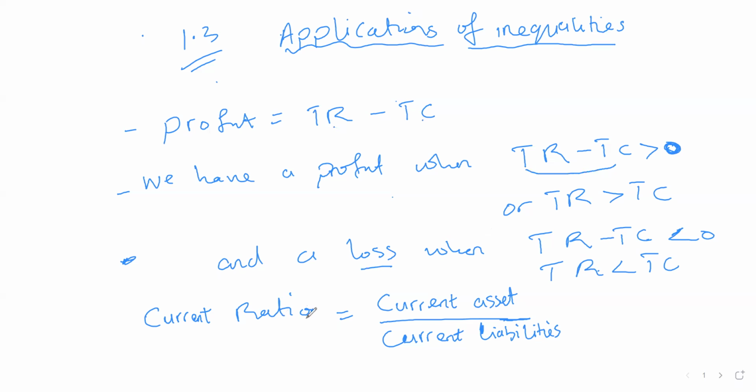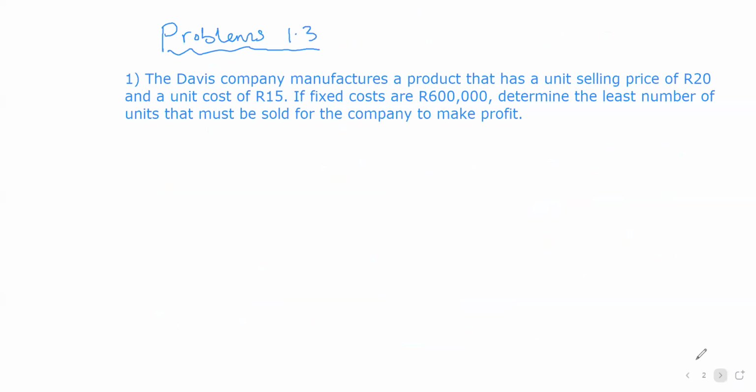All right. The current ratio of a given business is defined by the ratio of its current assets and its current liability. So current ratio is basically current assets over current liabilities. So let's look at how we can apply this in solving a couple of problems.